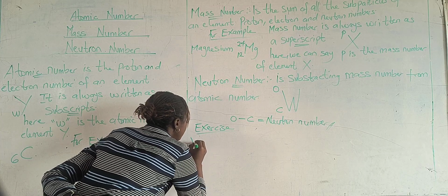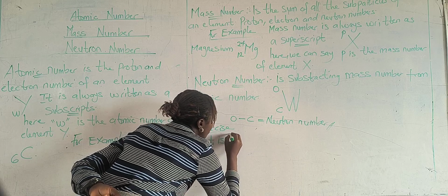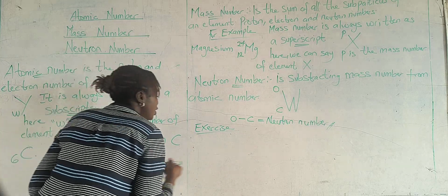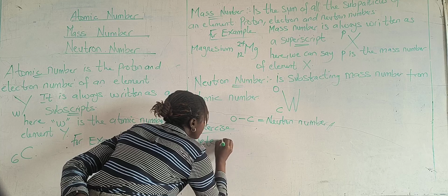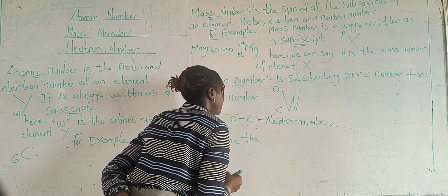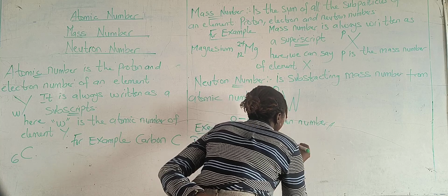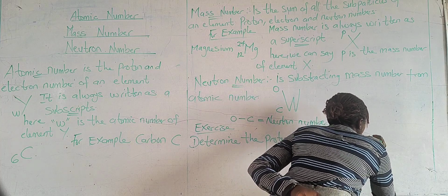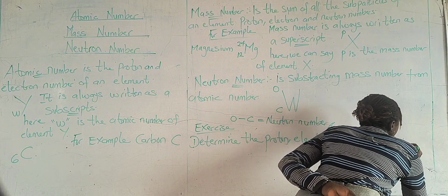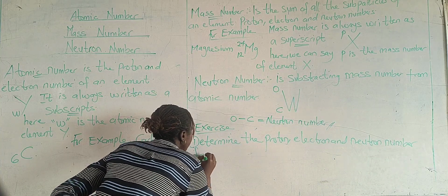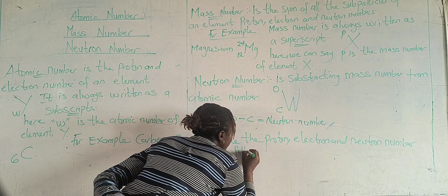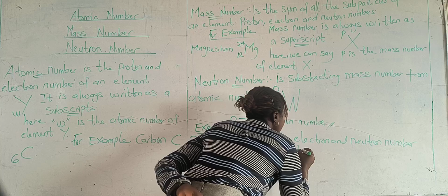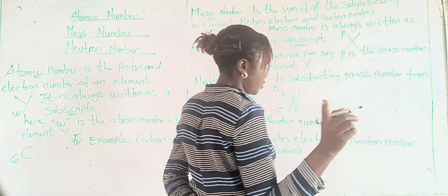So let's take it this way. Determine the proton, electron, and the neutron number from the following elements. Let's say I'll solve number one and you solve the second one as assignments.